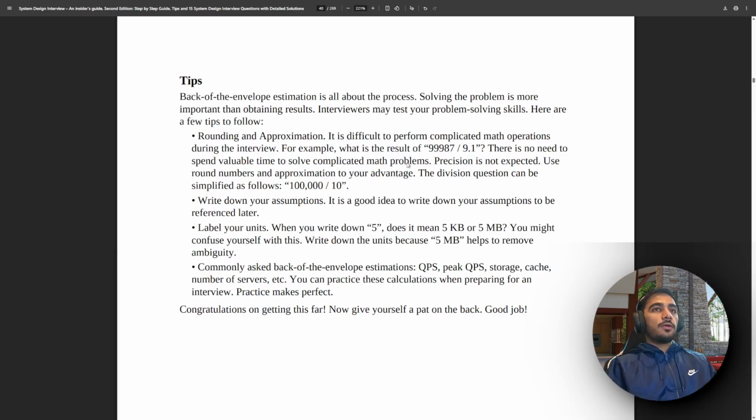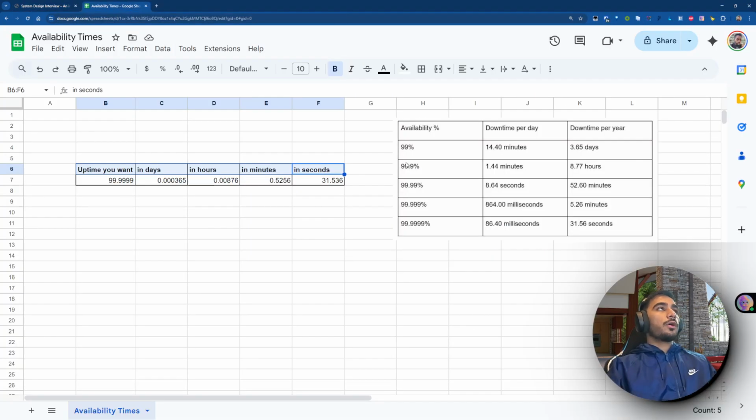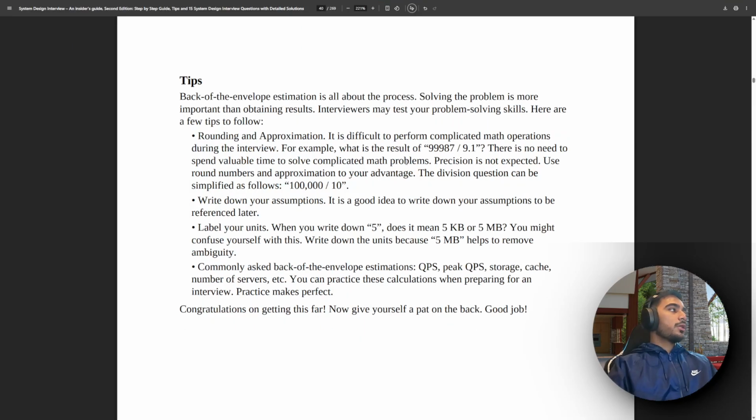What I did here when I showed you how the approximate times and uptimes look like, this is not something that you need to say. You can just say 99.99% of time is what we are aiming for here, and you can move on with that. It is for my own understanding and competence that I wanted to derive that. Okay. So there is no need to spend valuable time, all right? Precision is not expected. Use round numbers and approximation to your advantage. Convert that 9.3 to a 10 or a 9 and take the alignment of the interviewer before moving forward in this. The division question can be simplified as follows: 100,000 by 10.